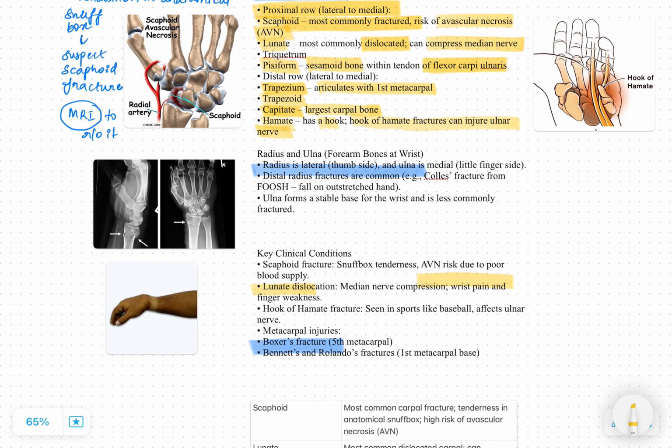Next, coming to the distal end, these are the forearm bones at the wrist joint. They are radius and ulna. The clinical feature is distal radius fracture, that is Colles fracture, which occurs due to fall on outstretched hand. This picture shows distal end of radius fracture here, which is causing dinner fork deformity. This is the dinner fork deformity. And ulna forms a stable base for the wrist and is less commonly fractured.